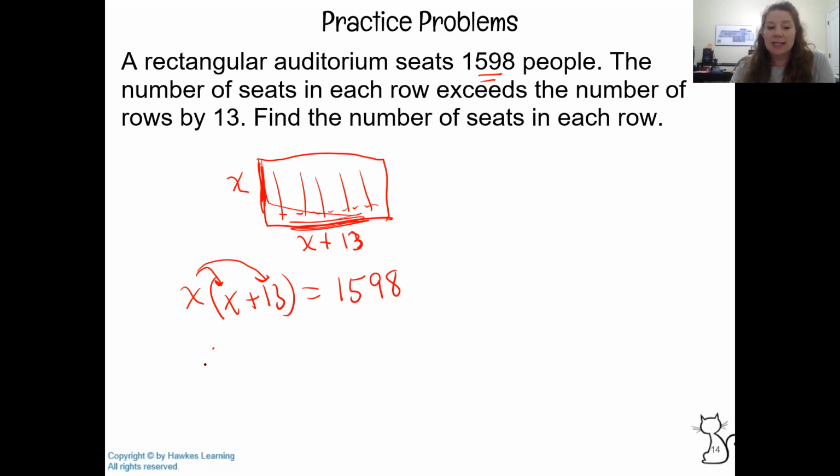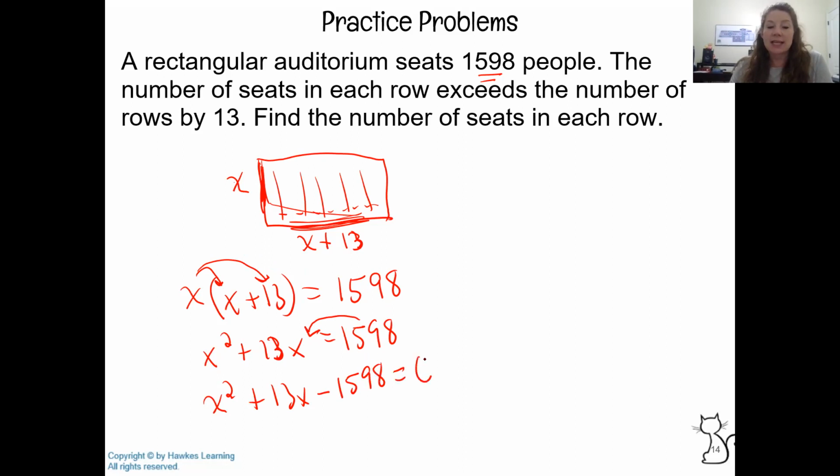Now we're going to distribute that x. x times x is x squared. x times 13 is 13x. Since it's a quadratic equation, we want it set equal to 0. That means we want this number moved to the other side, so to get rid of positive 1,598, we subtract it from both sides. Now we can set it equal to 0. So what we want to do is think of two numbers. We could use the quadratic formula, but we don't have to. Think of two numbers that when multiplied give negative 1,598, and when we add them, we get 13.